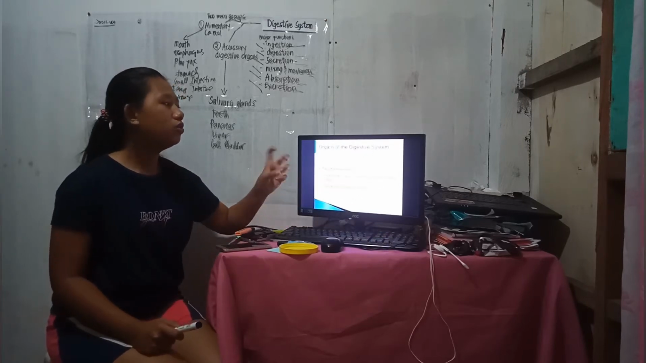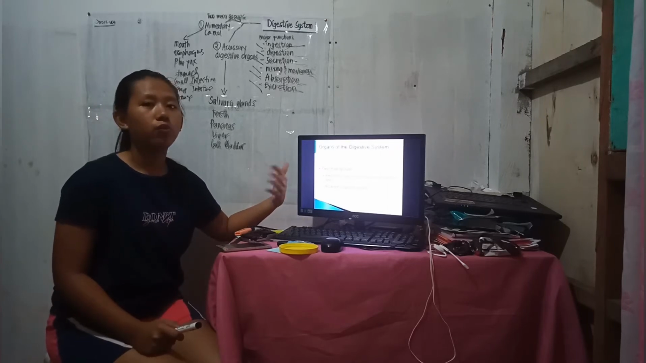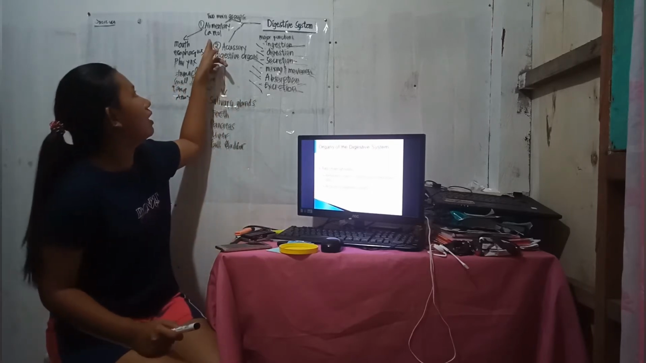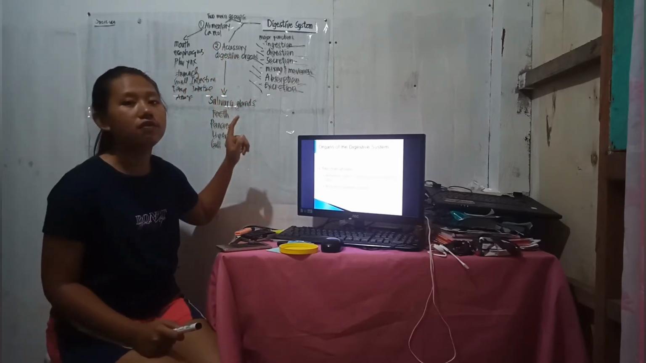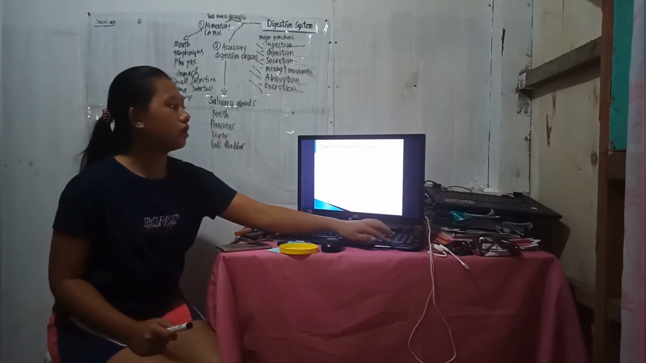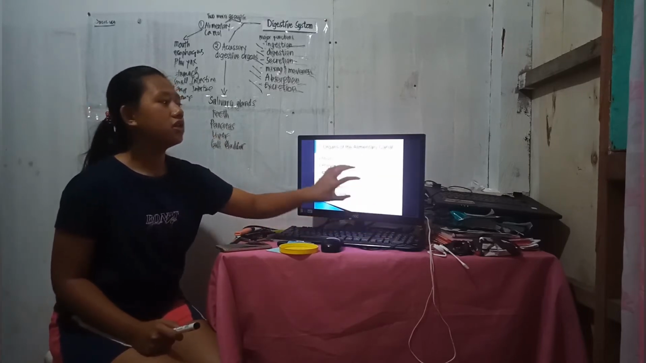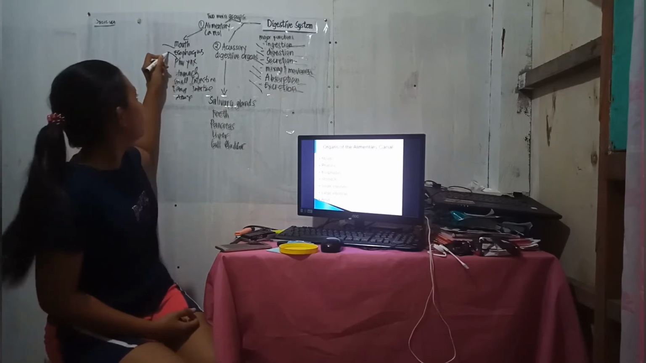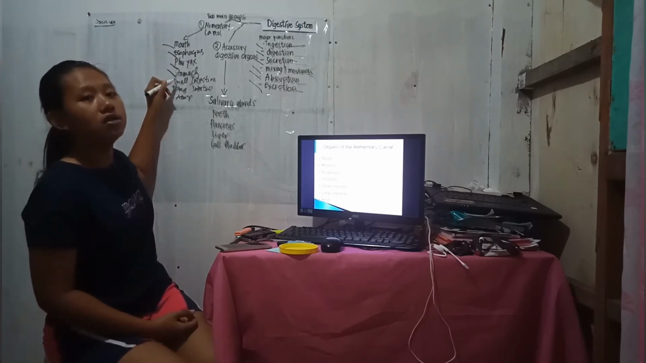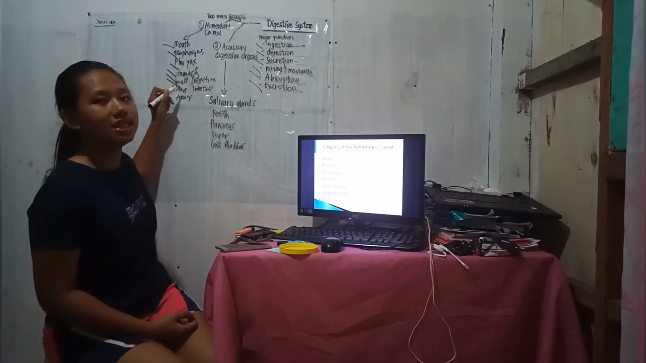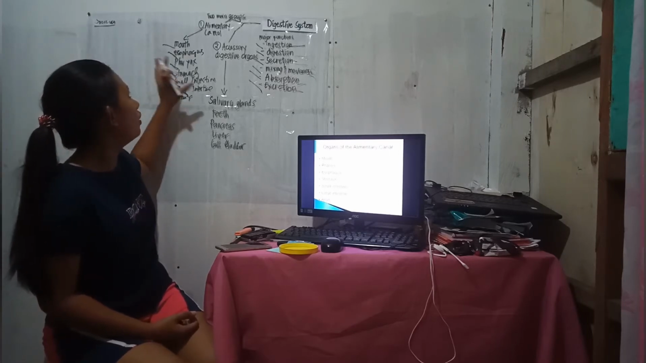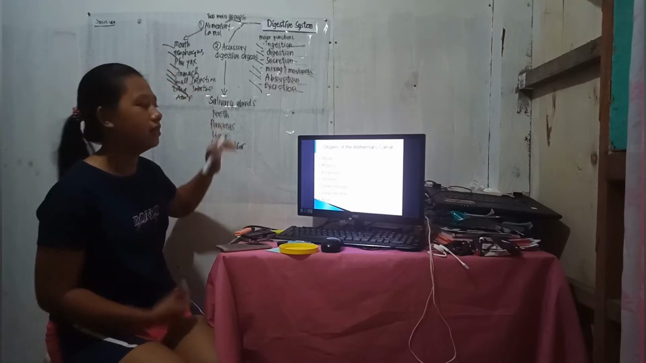So there are two groups where we can categorize the parts of the digestive system. First, we have the alimentary canal and the accessory digestive organs. So let's first come to the organs of the alimentary canal. So we have the mouth, the esophagus, pharynx, stomach, small intestine, large intestine, and the anus. So that is the group of the alimentary canal.